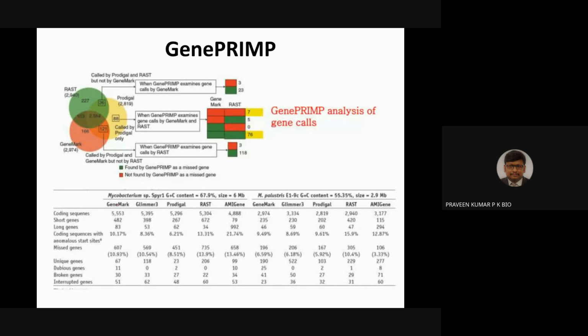If you try to check with different gene finding tools like GeneMark, Glimmer3, Prodigal, RAST, how many genes did you get for this Mycobacterium species? And how about for Mycobacterium palustris? I told you these are the outputs you get, isn't it? Coding sequences, short genes, long genes, missed genes, unique genes, dubious genes, broken genes, interrupted genes, all this information in different tools. Whatever I mentioned, GeneMark, Glimmer, Prodigal, can be found out from this. This is a comparative kind of gene analysis in the genome.